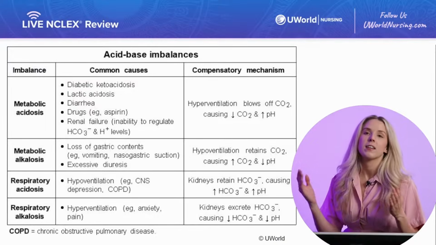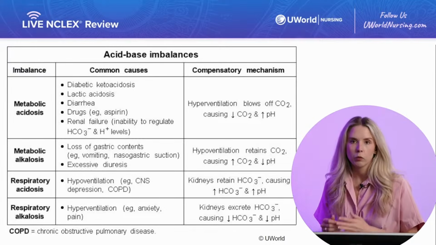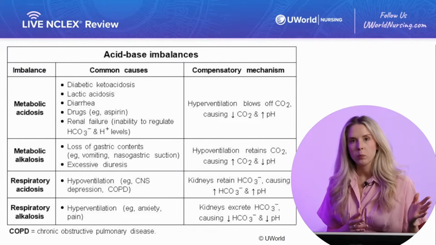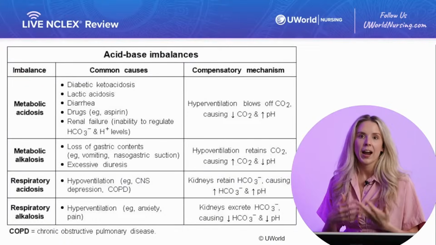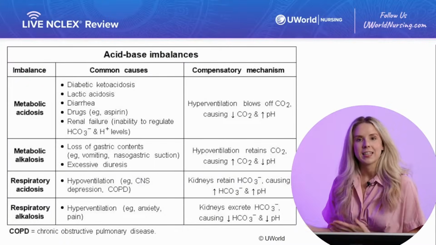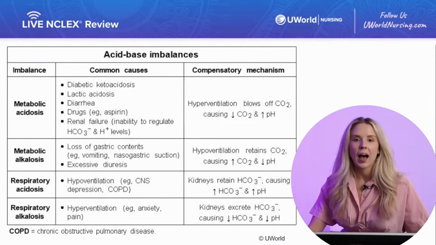Great job. So yes, our normal pH is between 7.35 and 7.45. A number below 7.35 would be indicative of acidosis, and a number higher than 7.45 would be indicative of alkalosis. So on the low side, we're acidotic. On the high side, we're alkalotic.